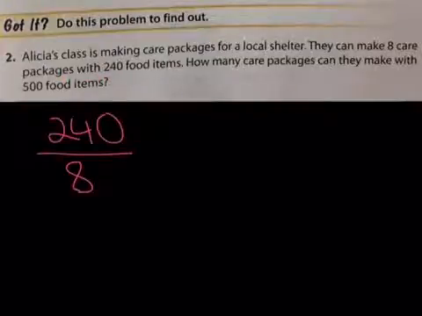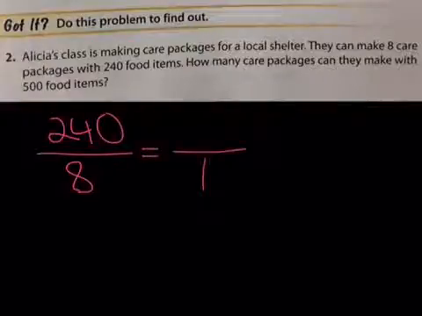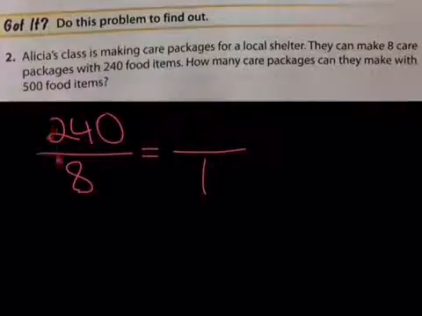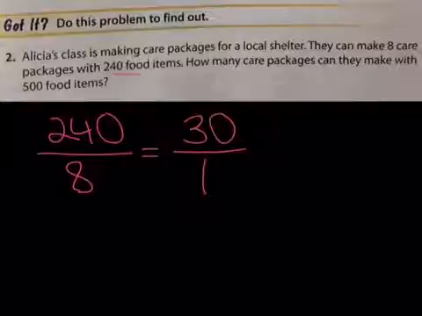As soon as I read that ratio, 8 care packages with 240 food items, I immediately think of a ratio. I have 240 food items in 8 packages. So how many are in one package? That's why I write the ratio like this. I can work it right down to a unit rate, where one package, well, 24 divided by 8 is 3, but we have the 0 back in and it's 30. So one care package has 30 food items.